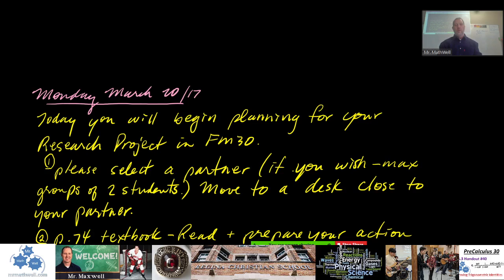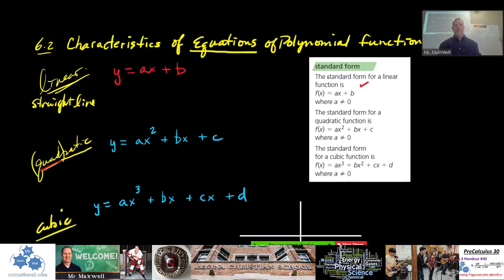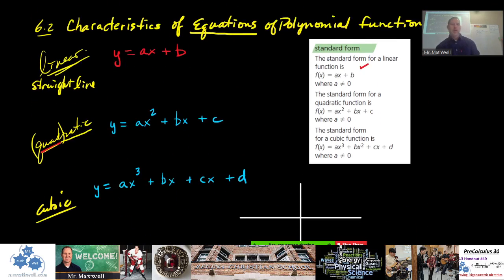Okay, so let's get past that. So 6.2, here we go. Just a few things. First of all, last day we talked about straight line functions, linear functions, and in your textbook they're described as y equals ax plus b, and you should know that the type of linear function that you have studied before is maybe y equals mx plus b.